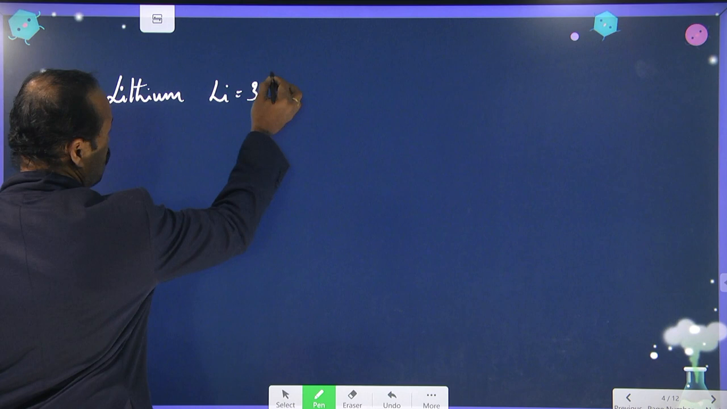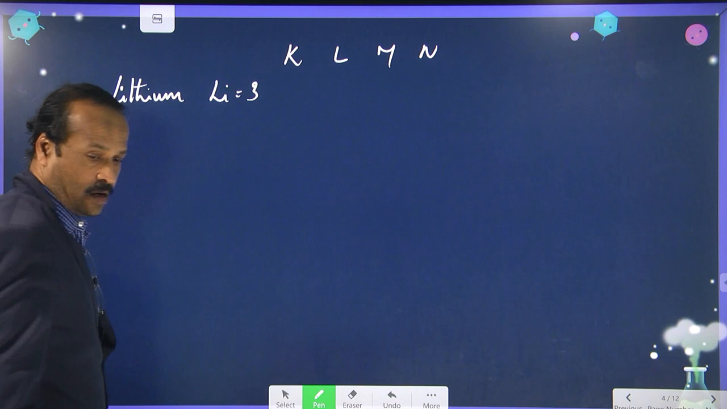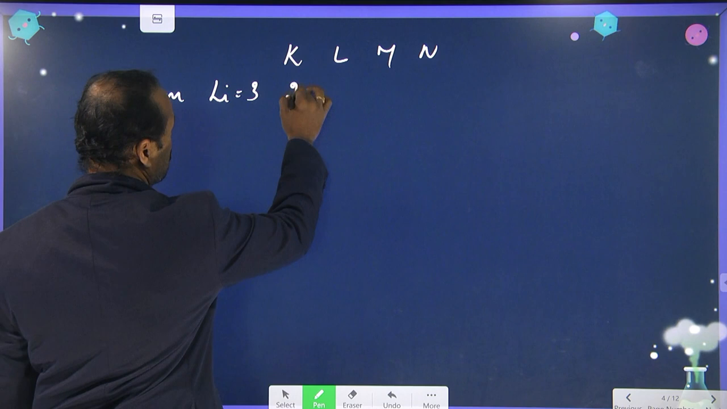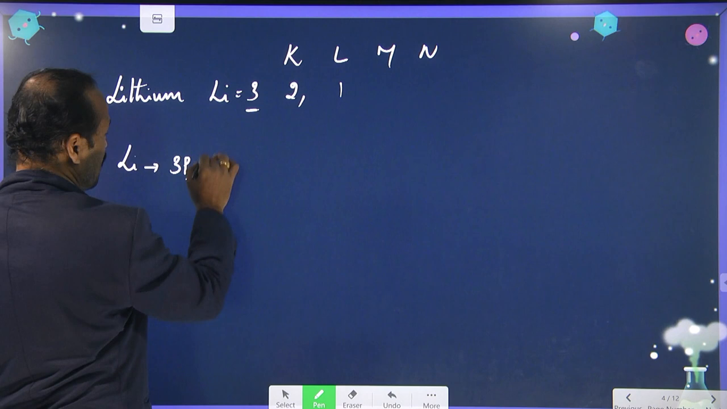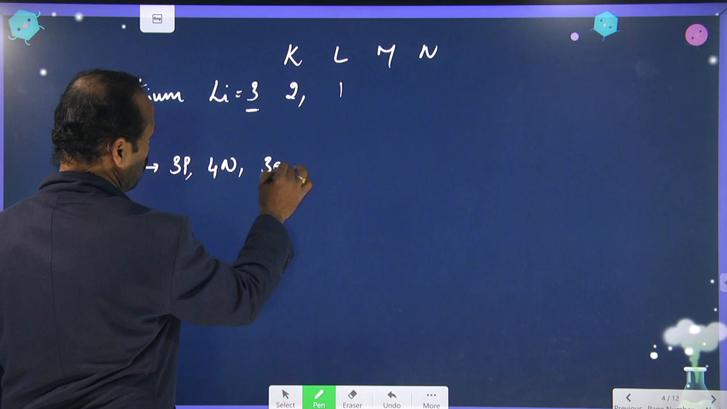So how can we write the electronic configuration? For 3 it is 2, 1. So you have first shell 2 and the second shell 1. As the atomic number is 3, lithium has 3 protons. Its mass number is 7, so 4 neutrons, and atomic number 3, so 3 electrons.